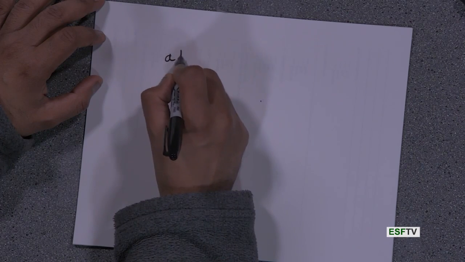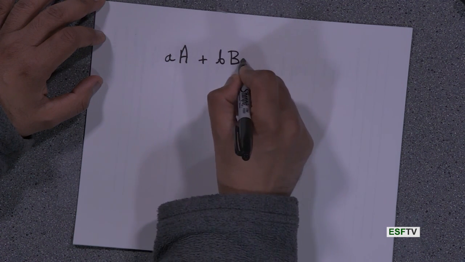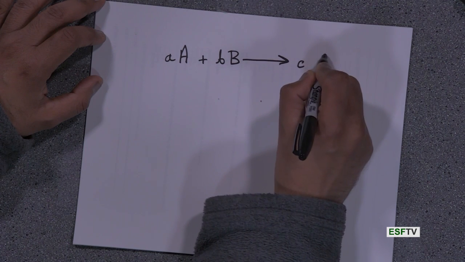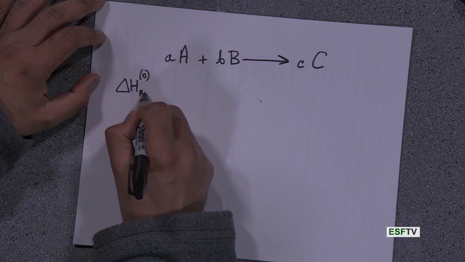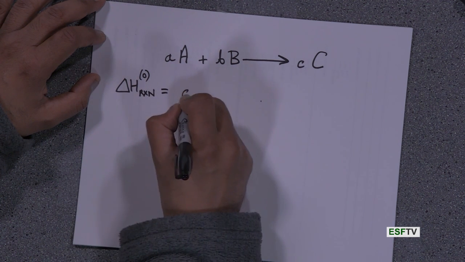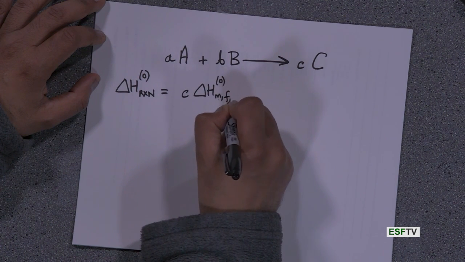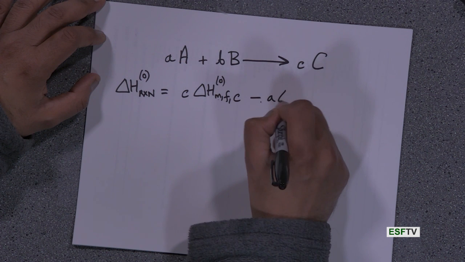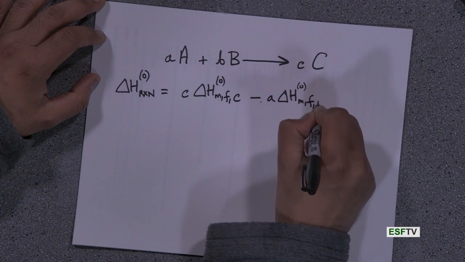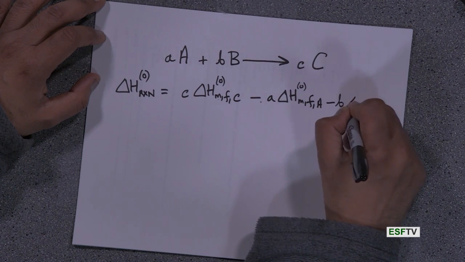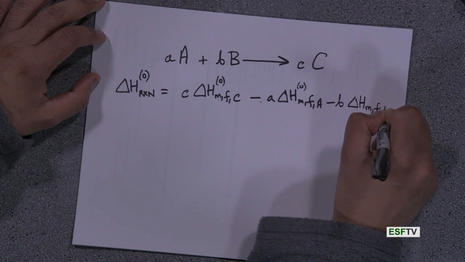If we have little a moles of A plus little b moles of B reacting to give us little c moles of C, then the delta H for this reaction is going to be little c multiplying delta H per mole formation for C minus little a delta H per mole formation of A minus little b delta H per mole formation of B.